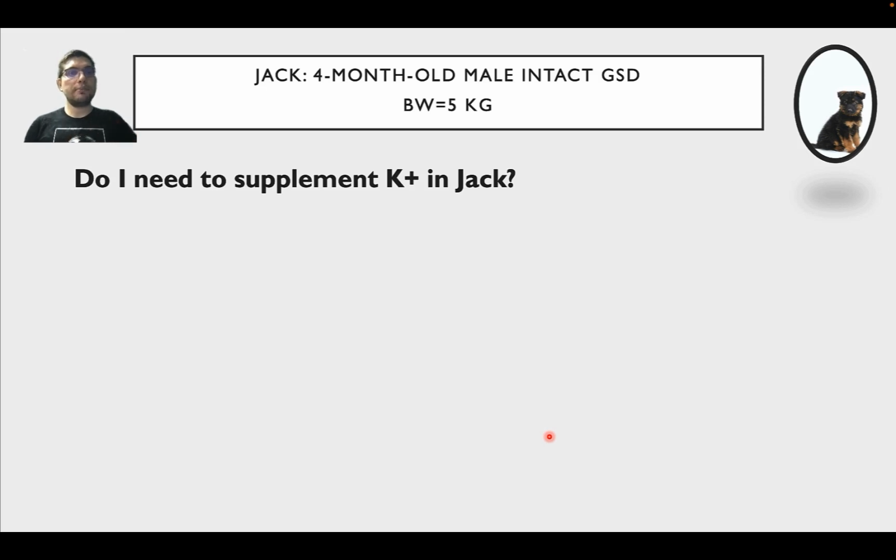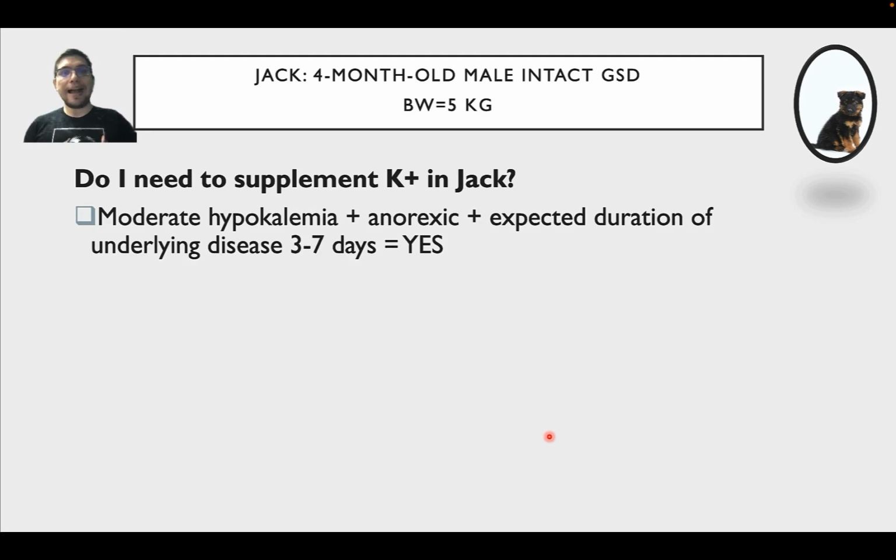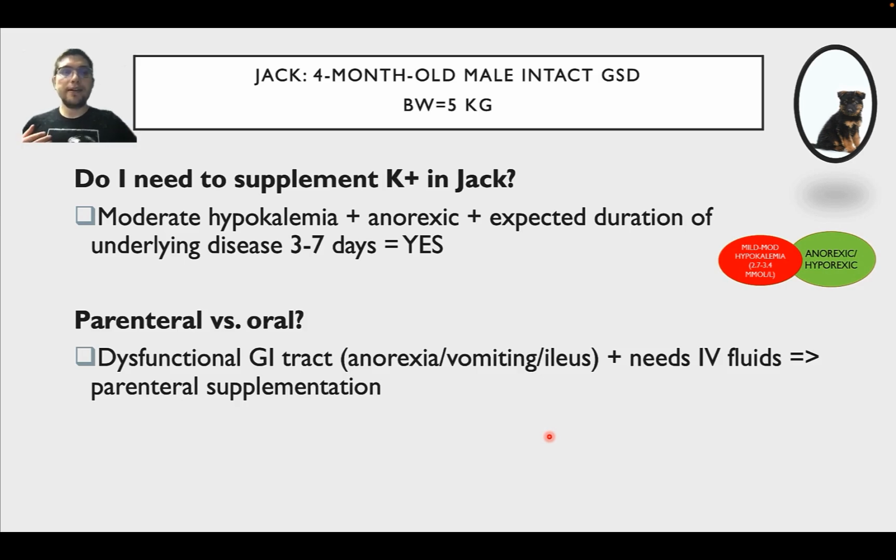So in terms of question number 1, do I need to supplement potassium in Jack? We already have a framework that we can apply to Jack in order to make this call from the previous lesson. So Jack has a combination of moderate hypokalemia, anorexia, and we expect that his disease process, which is parvoviral infection, will probably persist for another 3 to 7 days. So based on the combination of all these factors, we relatively confidently can say, yes, we do want to supplement potassium to Jack.